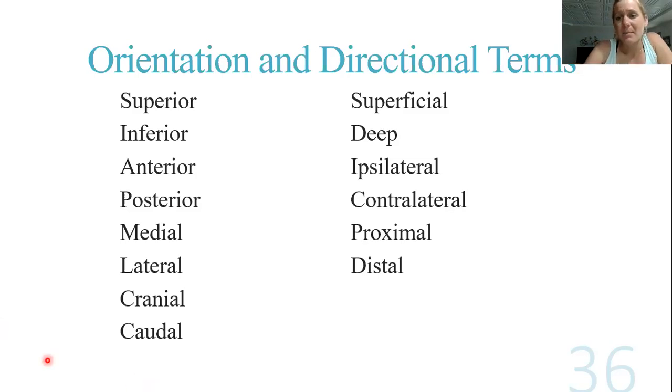Ipsilateral and contralateral are commonly used when we talk about injuries, pain, different things like that. Ipsilateral is the same side. So if I said that I had ipsilateral pain related to my shoulder injury, I was feeling pain in my elbow as well, same side. If my right shoulder had an injury, maybe I'm also feeling that pain in my right elbow. Contralateral is opposite.